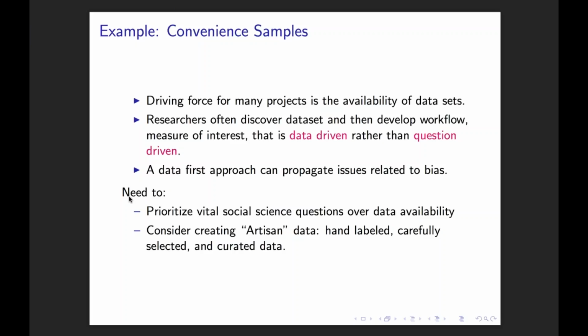And so I definitely encourage you, rather than just going out and downloading what's available, to consider creating your own artisan data. So what is it that you actually want from this text? How can you select the texts that you think are important? And then how can you make this curated data?